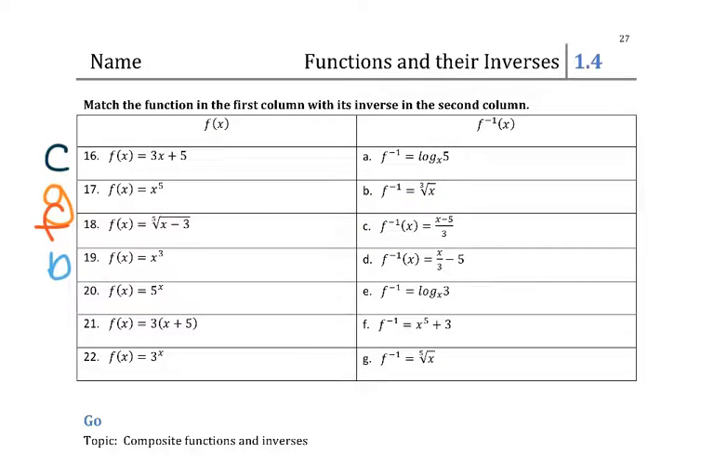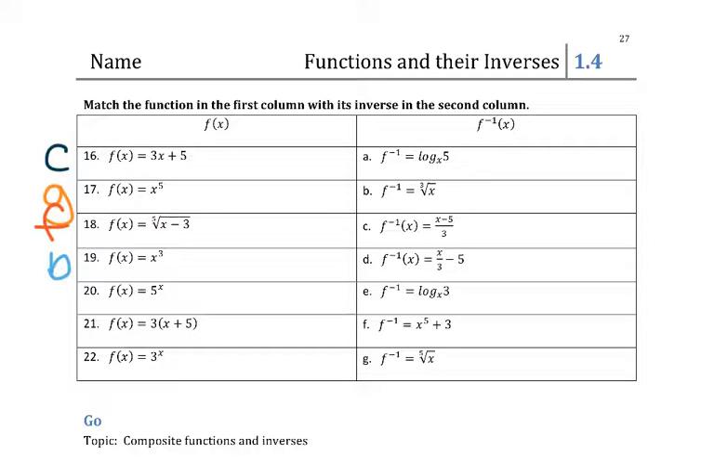So 20, f of x equals 5 to the x. Okay, let's skip that one for now. Because we would make it y equals 5 to the x. We'd switch it, x equals 5 to the y. Well, how do we take the y root of something? Okay, so let's see what that ends up matching up with when we get the rest done.